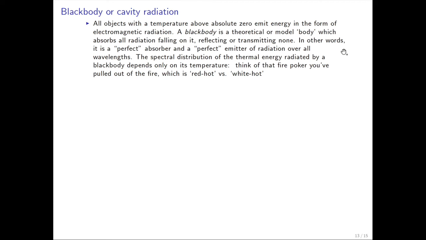Of course, you can't actually get to zero. You can get very close, but any object you find emits energy in the form of electromagnetic radiation. And so what's known as a black body is a theoretical or kind of model system. The reason it's called a black body is because it absorbs all the radiation that's falling on it, and it doesn't reflect or transmit anything. So it's a perfect absorber, and of course it's also a perfect emitter of radiation at all wavelengths.